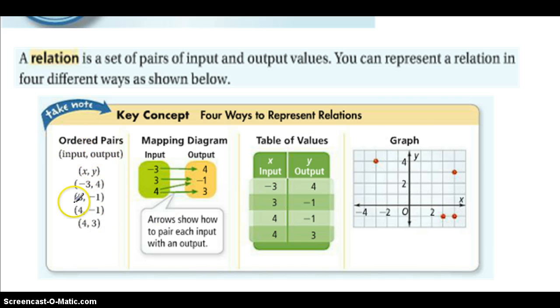Again, these are ordered pairs, input and output. A table of values right here, your x, y, you're used to those T-charts, and obviously your graph. But this mapping diagram might be a little bit different. And all it is just a list or an array of all your inputs, your x values, and match them up with all your outputs, or your y values. -3 goes to 4, 3 goes to -1, 4 goes to -1, and 4 goes to 3, similar to our ordered pairs.